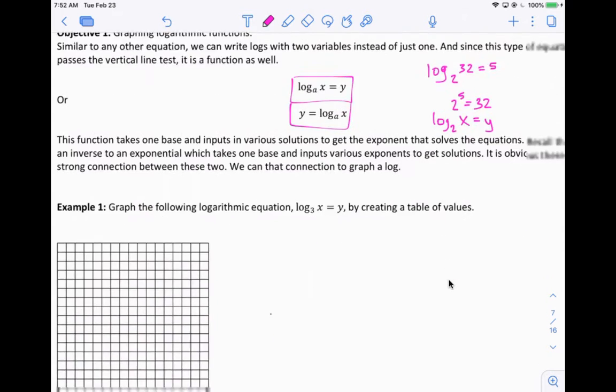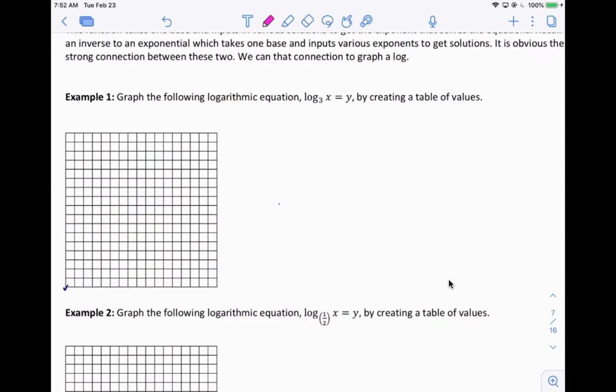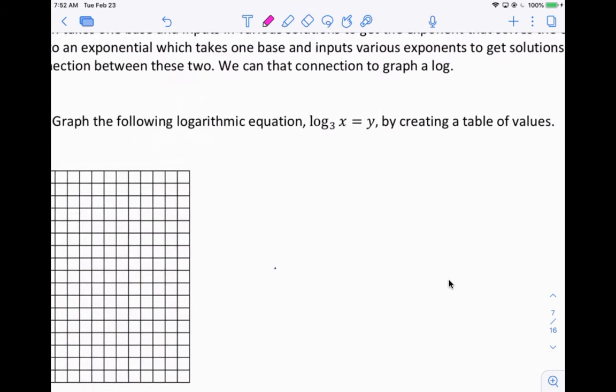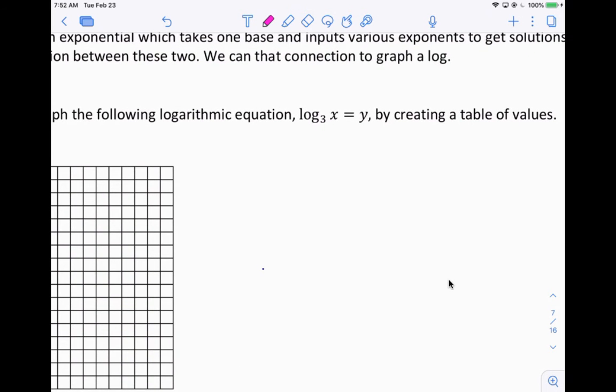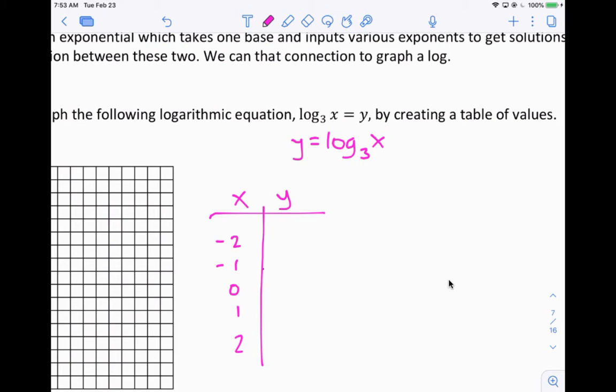Example 1, graph the following logarithmic function, log base 3 of x is equal to y, by creating a table of values. All right, so first off, same thing as y is equal to log 3 of x. Let's go ahead and just create a table of values. We don't know any fancy tricks like slope or y equals mx plus b for these, right? We don't even know what these parent functions look like yet. So let's just go ahead and create a table, x and y. We'll choose some good ones. We usually go with kind of centering around the middle of the x's there.